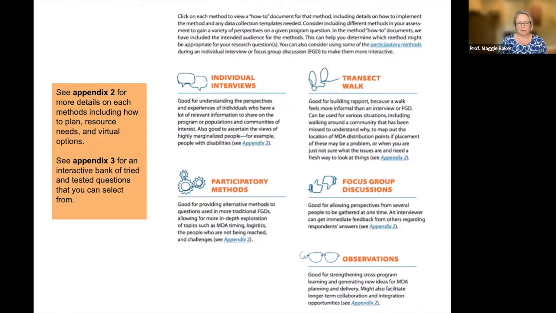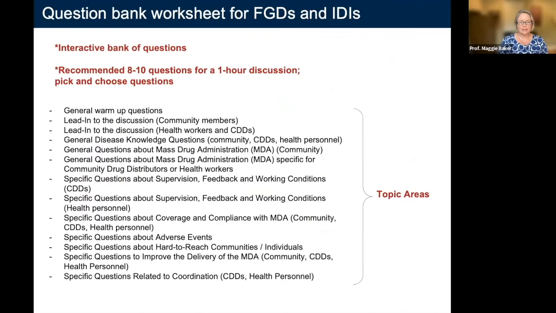You can go to Appendix 2 for more details on each method, and this includes just to answer some other questions that you've also posed to us, how to select participants, and how you can apply the method virtually. Appendix 3 has an interactive bank of tried questions that you can select from depending on your topic. I want to give Alison Krentel a shout out here for sharing these openly from the research that she's done.